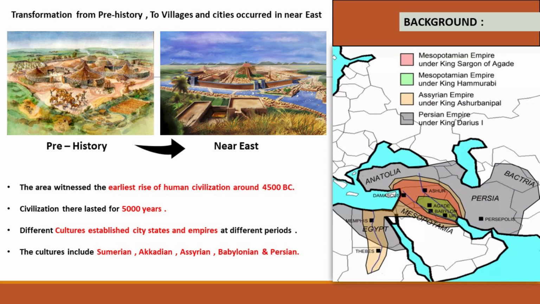Now we have discussed the prehistoric settlements and developments. So we know the transformation from prehistoric villages to the nearest cities occurred. Civilization there lasted for about 5,000 years. This era witnessed the earliest rise of human civilization around 4500 BC. Different cultures established city-states and empires at different periods. There are 5 different cultures that include Sumerian, Akkadian, Assyrian, Babylonian and Persian.